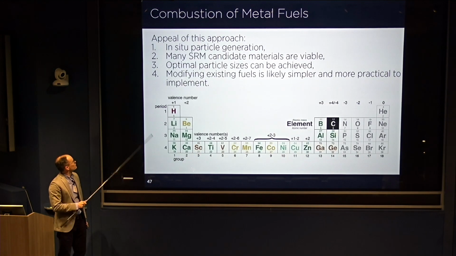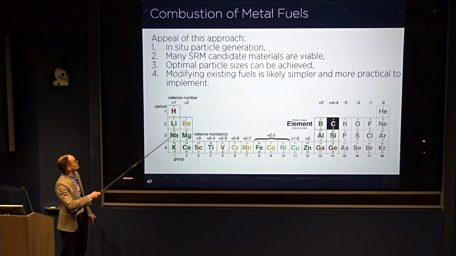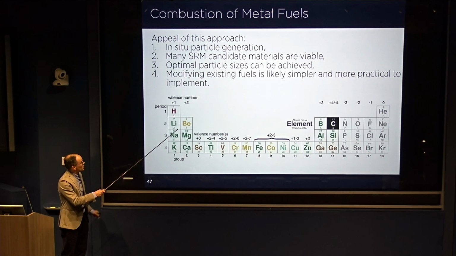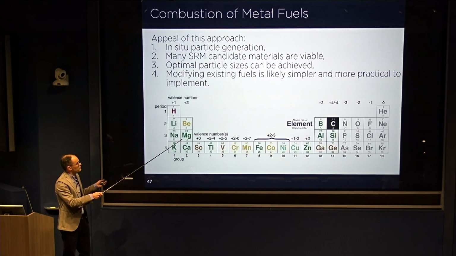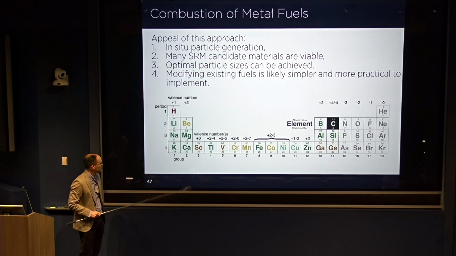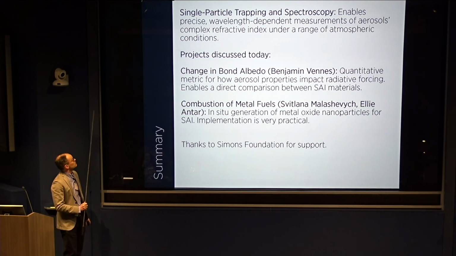So yeah, the overall appeal of the approach is that you have in situ particle generation, right? Because it's just coming out of the thrust of the rocket. Many SRM candidate materials are viable. Optical particle sizes, I believe, can be achieved. We're already pretty close. And modifying existing fuels, like changing existing aluminum propellant, is very practical, I would think, to implement. Okay, so that's basically what I wanted to talk about today.